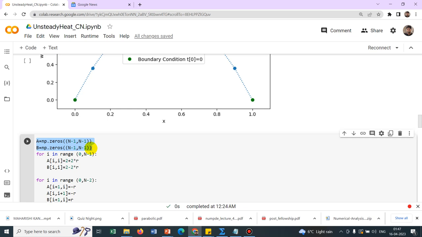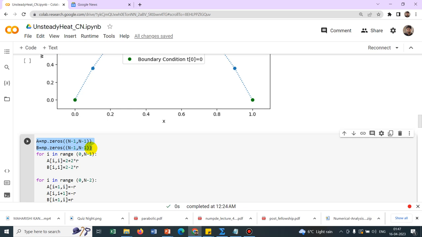This is important because, again I'm telling, we had 11 grid points. Out of the 11 grid points, the boundary conditions are already known. So the 0 and the last index are already known. So out of 11, if 2 are known, how many will we have? 11 minus 2, that means 9.